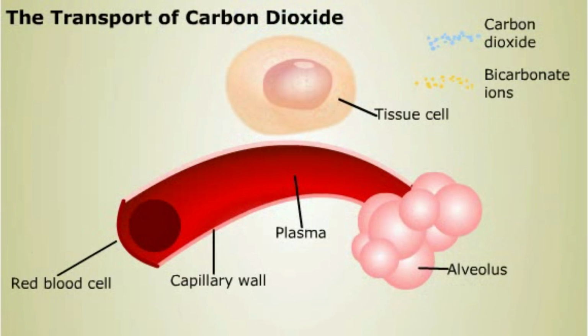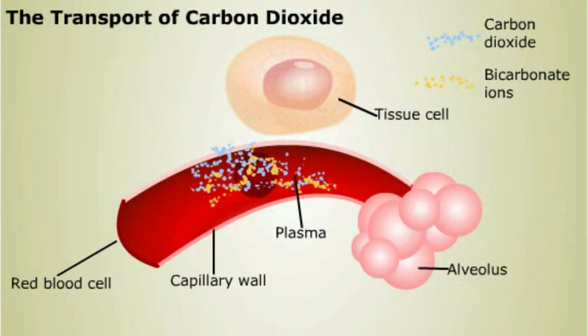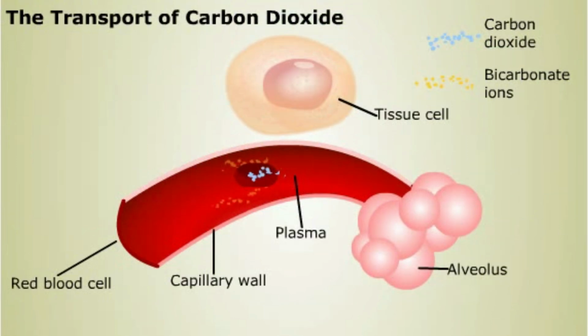Oxygen is not the only gas transported in the blood. In body tissues, the partial pressure of carbon dioxide is higher than its partial pressure in the surrounding blood. Thus, carbon dioxide diffuses into the blood from body cells. When carbon dioxide dissolves in plasma, it forms carbonic acid. A small amount of carbon dioxide is transported in the blood that way.